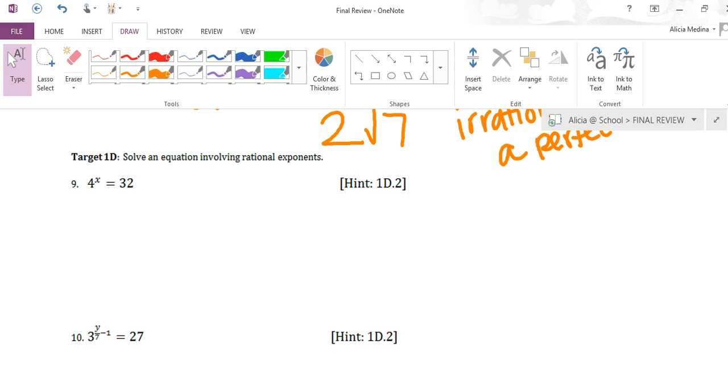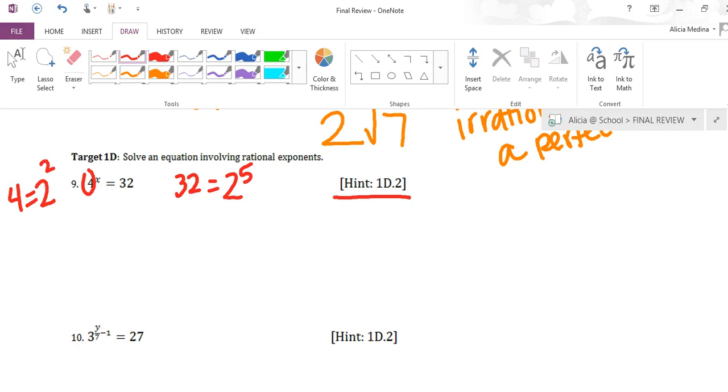So looking at your powers cheat sheet, you would probably look at the powers of 2 because 32 can't be rewritten as a base of 4. So in this case, you have to rewrite both of them. 4 can be rewritten as 2 to the 2nd power. And 2 raised to what power is going to give us 32? Well, looking at the powers cheat sheet, 32 is going to be 2 to the 5th power. And again, if you need some help with this, please go back to 1D.2 or you can rewatch that video on our Common Core webpage.